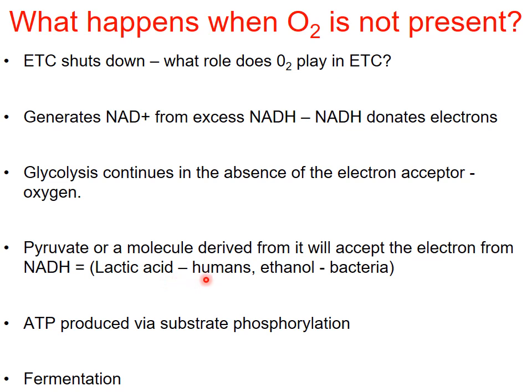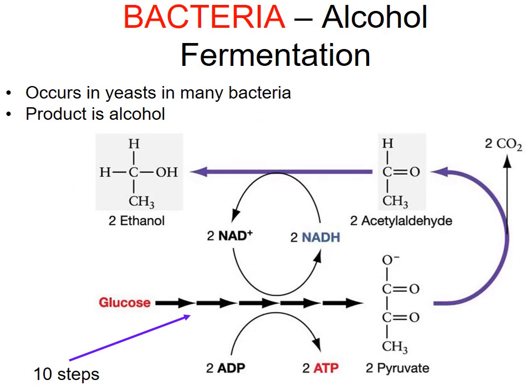But in bacteria, which has important biotechnological implications, that acceptor is ethanol. So ATP is still produced through the process of substrate phosphorylation, but what we see happening certainly in bacteria is that instead of aerobic respiration, we see fermentation occurring. So let's have a look at bacteria. And this happens in bacteria, also in yeasts, and the ultimate product is alcohol.